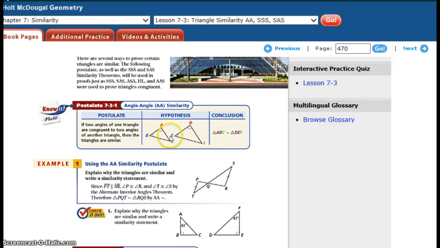If two angles of one triangle are congruent to two angles of another triangle, then the triangles are similar. So say in this case A and D would be congruent and B and E would be congruent, therefore they are similar. That was pretty simple. It goes under the name of AA, angle, angle, and it's just a matter of remembering it. Give you a second just to take that in.